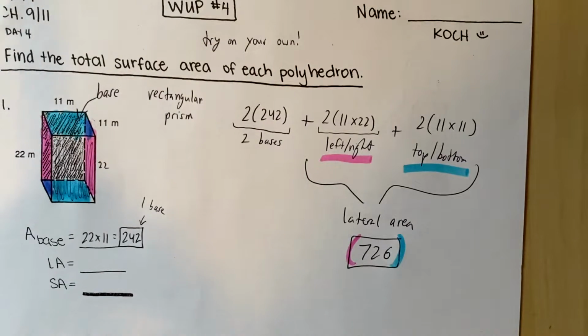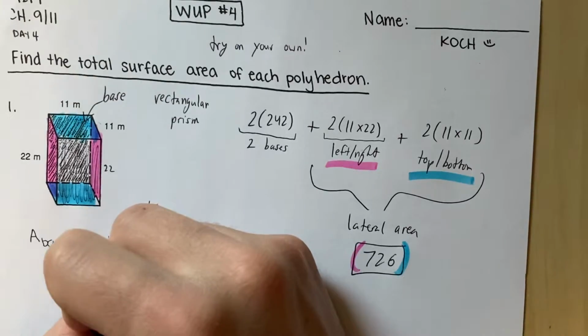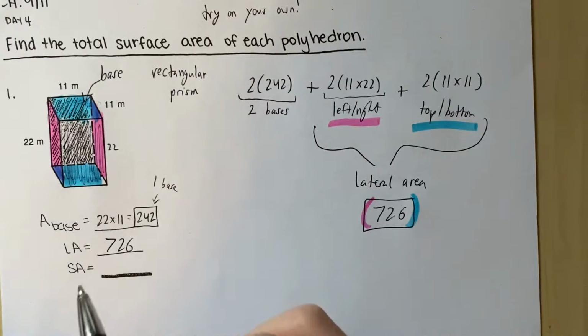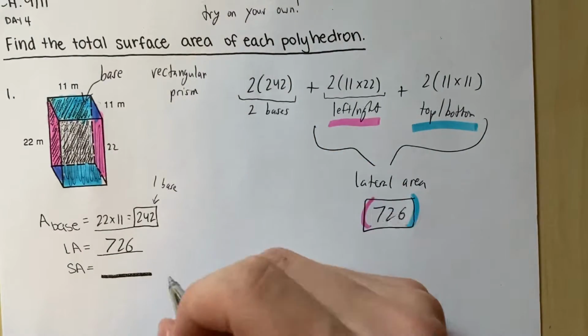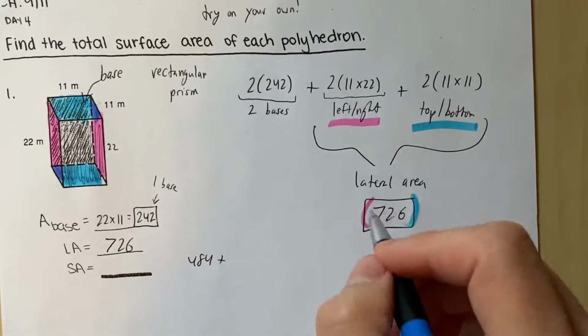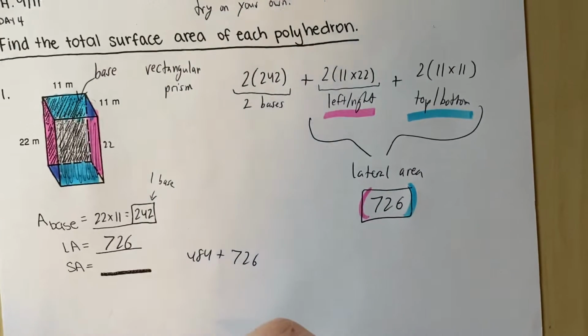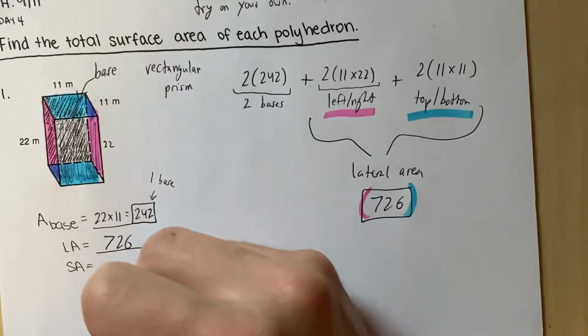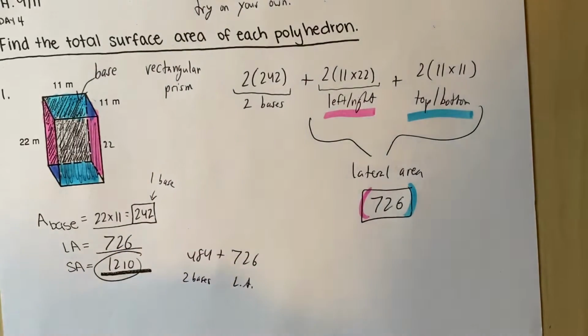Okay, and then we could just add this up and see what happens at the end. So lateral area is 726. But then remember, your surface area total is 484, the two bases, plus all the lateral area. Two bases and then lateral area, which makes 1210, the answer. Okay, 1,210. So again, notice how I'm doing it. Organized, I'm using colors. However you want to do it, but I think this is probably the best way.